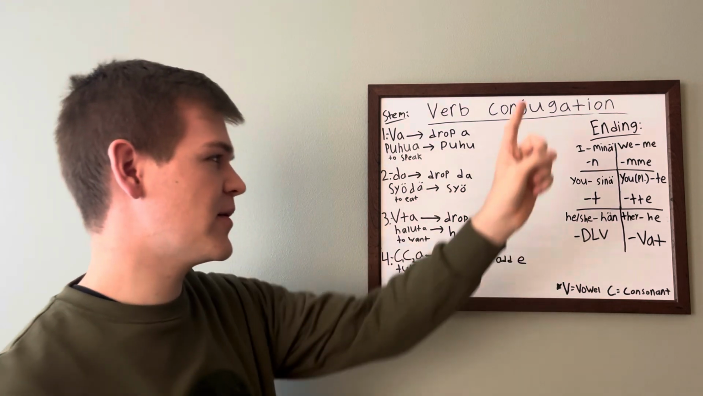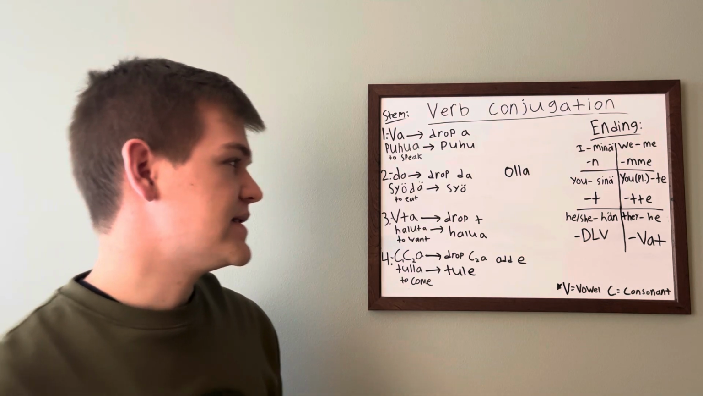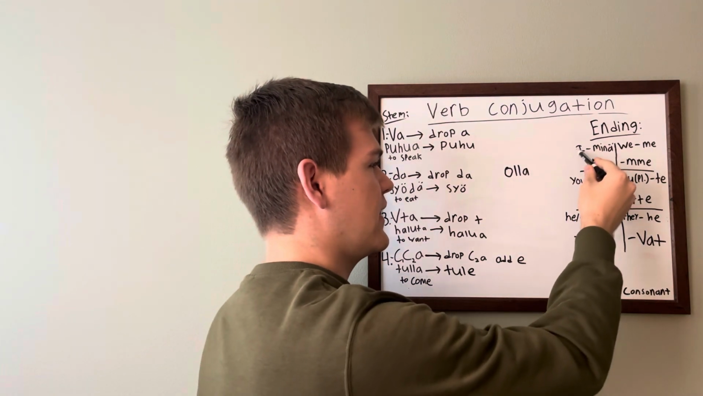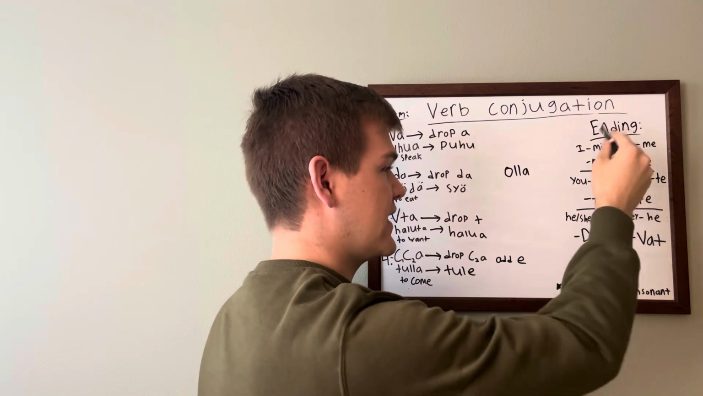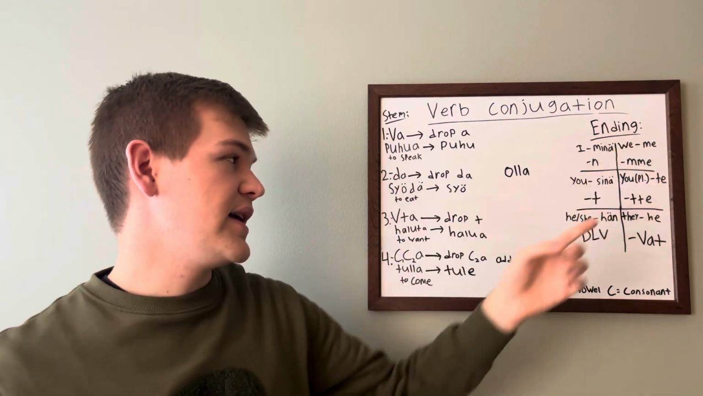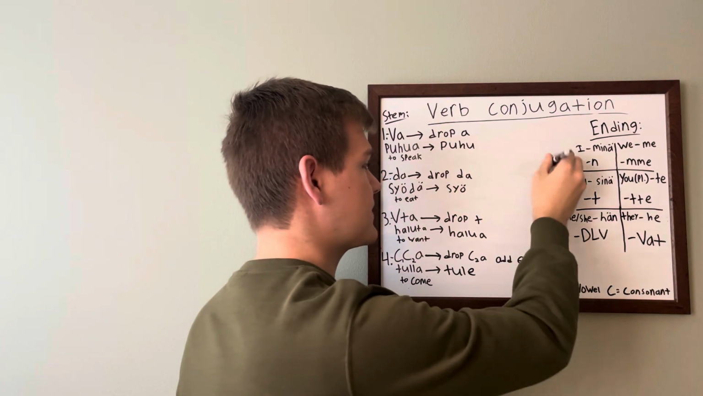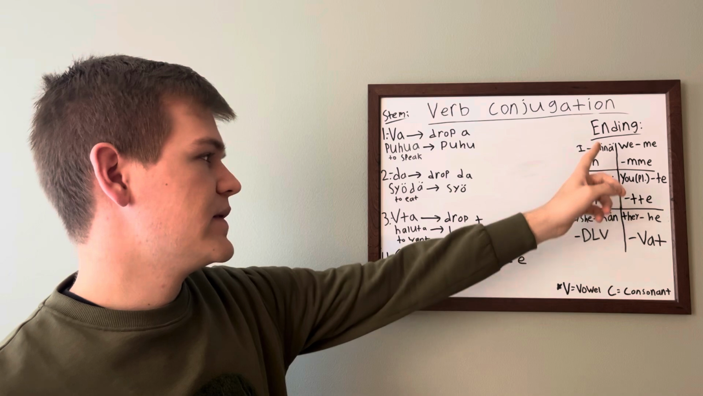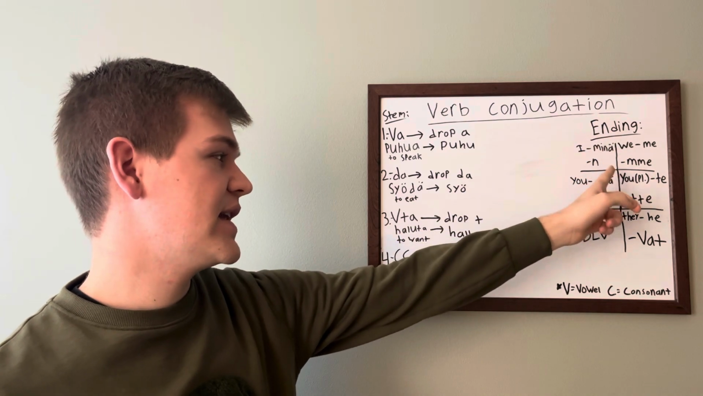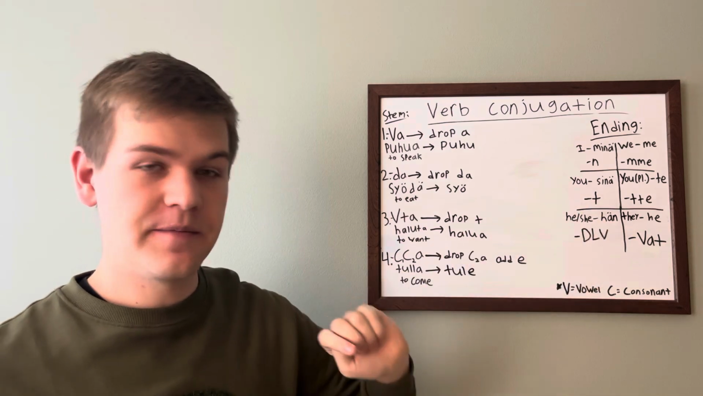But let's talk a little bit more about our endings here. So you see I kind of listed them out here. I is mina, you is sina, so forth. These are our different pronouns, and each of our pronouns has its own little ending. I'm going to erase this real quick. So for mina, we add an N, for sina, we add a T, and then han is a little bit special.